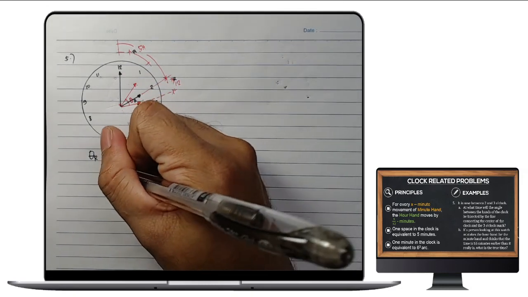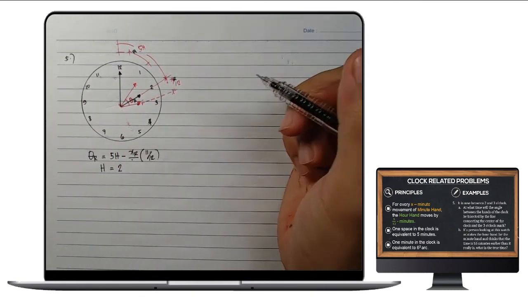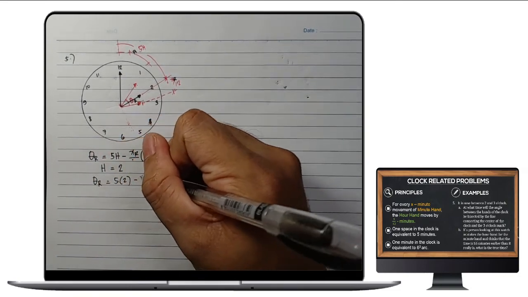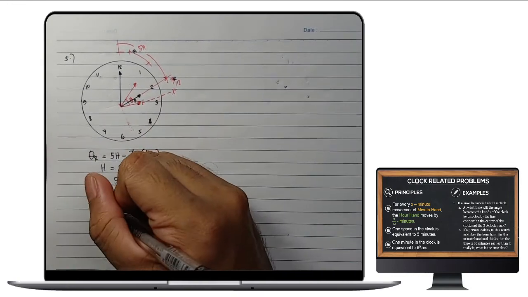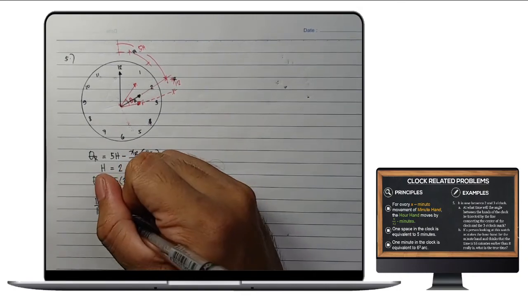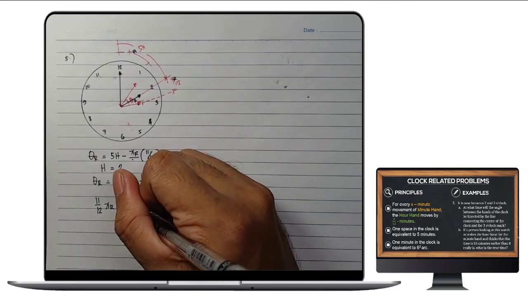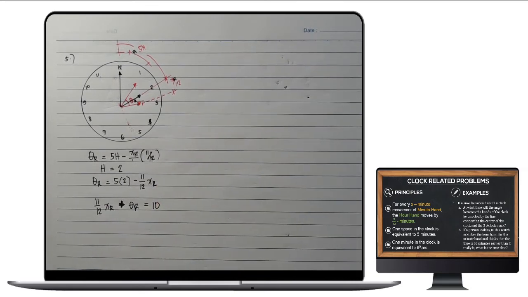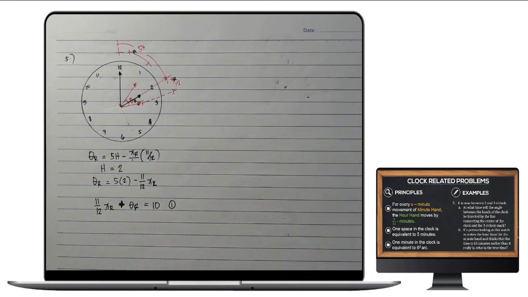So, where h natin, since sinabi sa problem that the time is between 2 o'clock and 3 o'clock, we use the 2 o'clock mark. Therefore, theta sub r natin is equal to 5 times 2 minus 11 over 12 x sub r. So, simplifying, we have 11 over 12 x sub r plus, transpose ko lang, plus theta sub r is equal to 10. Okay? So, you can have it as your first equation. So, let's call this as our equation 1.